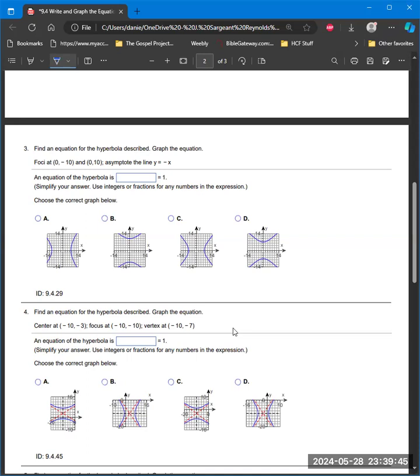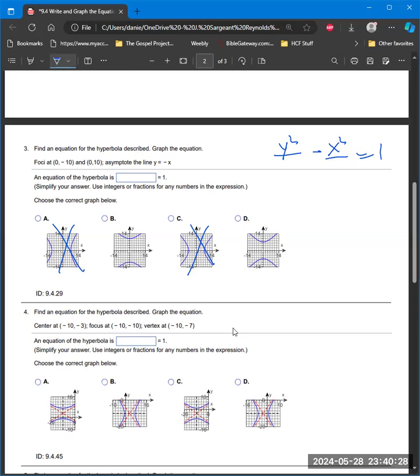Foci at negative 10 and 10 on y. This is y squared over something minus x squared over something equals 1, and they're going to add up to be 100. And y equals negative x is an asymptote. So this is going to open up or down, and these numbers are going to be the same.